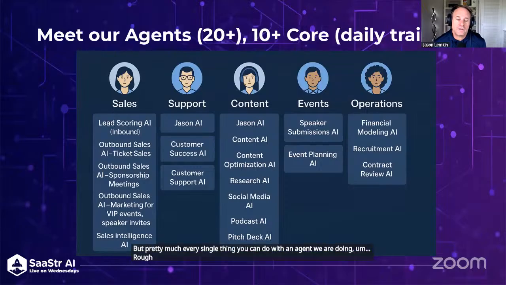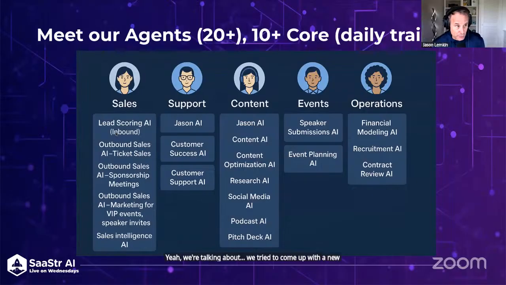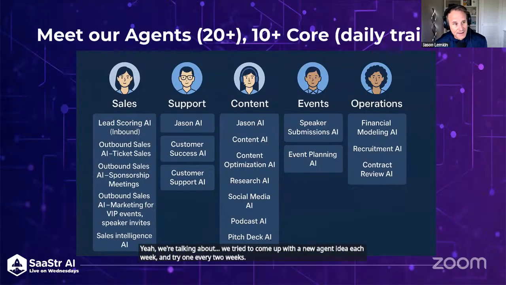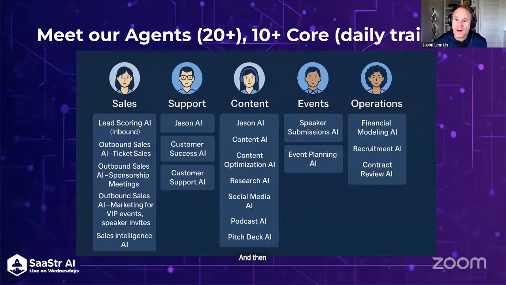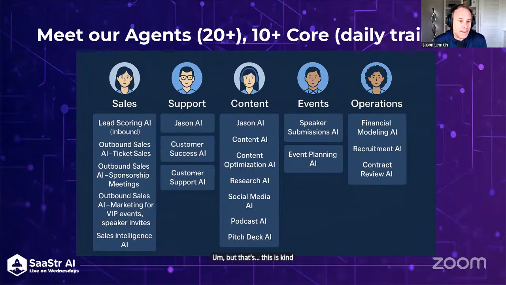Roughly, you could see it on the slide before, we try something new about every 2 weeks. Would you say that's right, Amelia? Yep, we try to come up with a new agent idea each week and try one every 2 weeks. And then 1.5 per month is about all our org can tolerate because it's just too much process change, even today. But this is the stack we've built up.